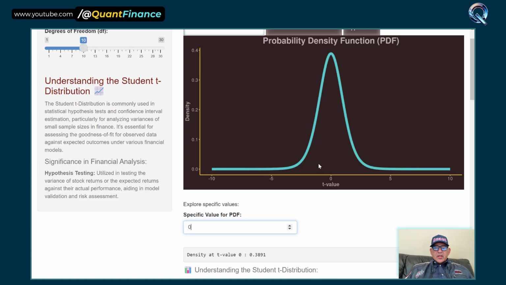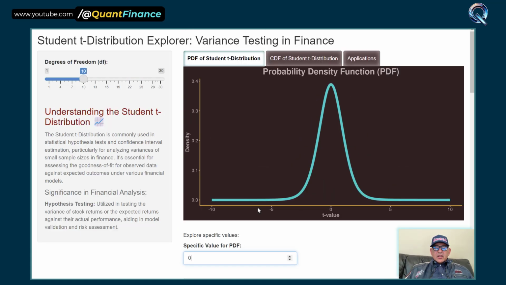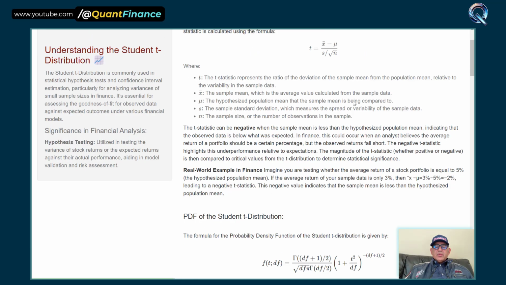And we see that on the x-axis, there are negative values also. There is -5 here, there is -10 here. So the question arises, is it possible to have negative values of the sample mean? The answer is yes, you can have negative values. They just indicate that the observed data is below what was expected.